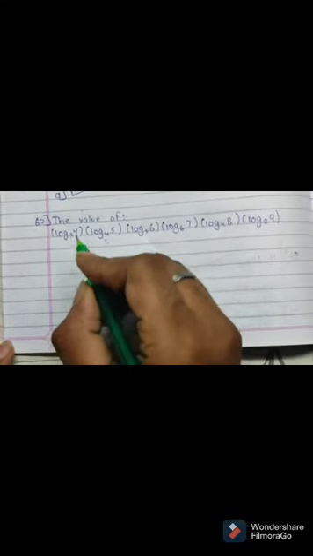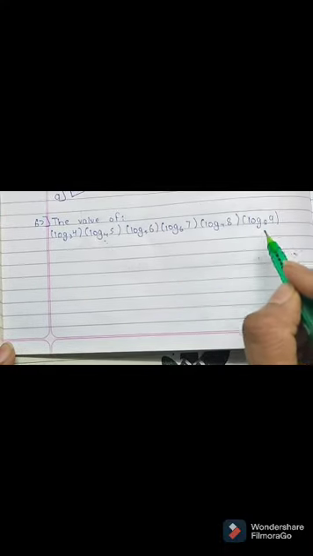Here we need to find the value of log 4 to the base 3 into log 5 to the base 4 up to log 9 to the base 8.